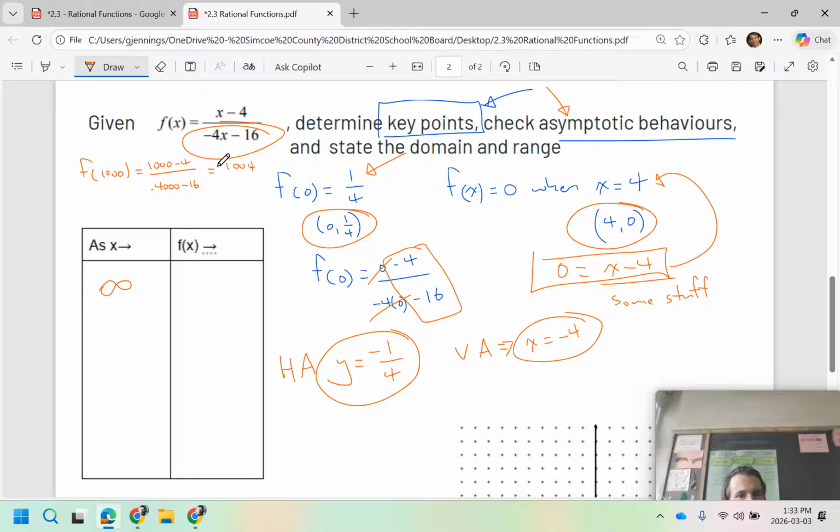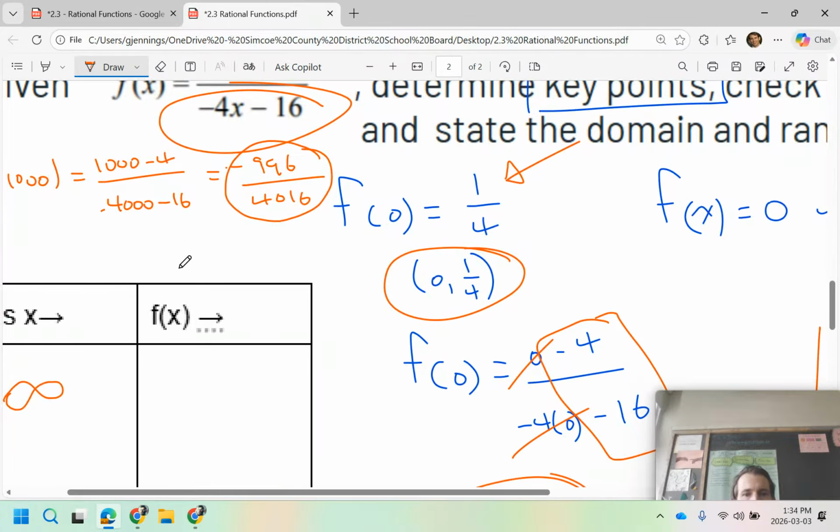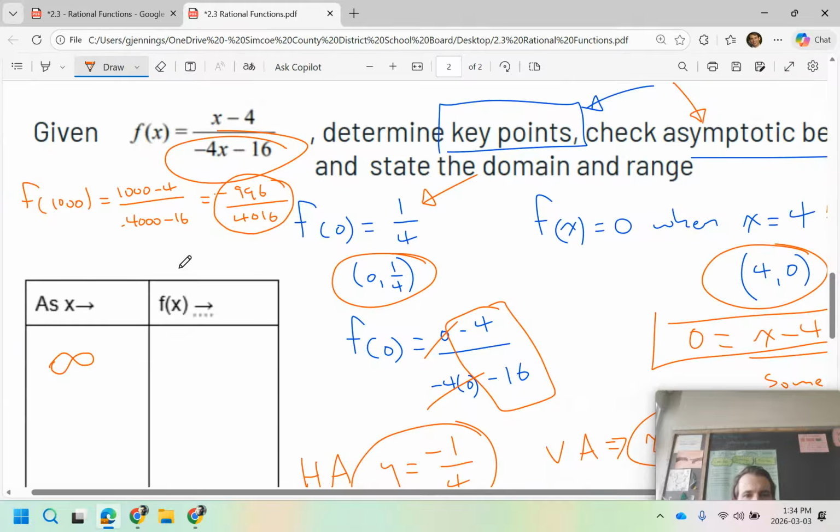We get 1,004, but no, we're not. We're 996 over negative 4... Oh, no, we're not negative though. I put the negative on top. I'm talking out loud and it's bad. Over 4016. Okay, is this one bigger or smaller than our horizontal asymptote of negative 1/4?